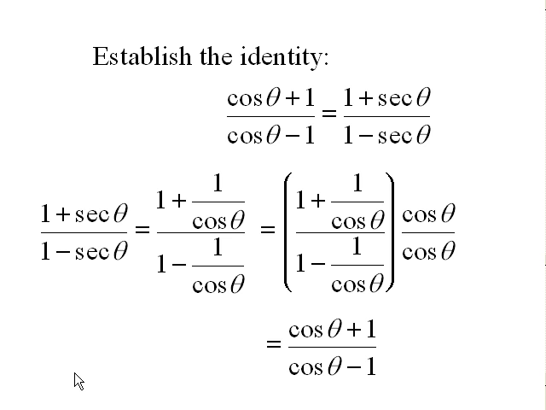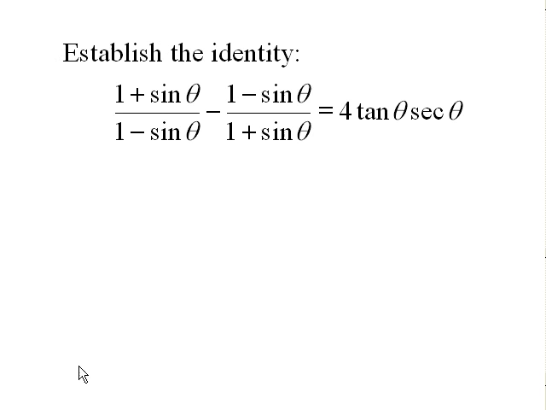One more. Let's try a complicated one. It looks complicated anyway. 1 plus sine theta over 1 minus sine theta minus 1 minus sine theta over 1 plus sine theta equals 4 tangent theta secant theta. Well, this has fractions to work with. It often simplifies a problem involving fractions if you combine them with a common denominator.